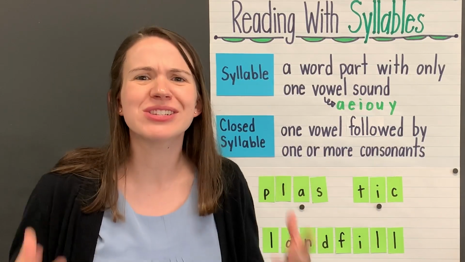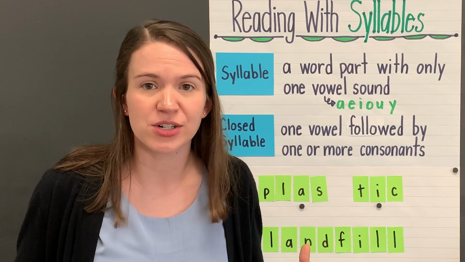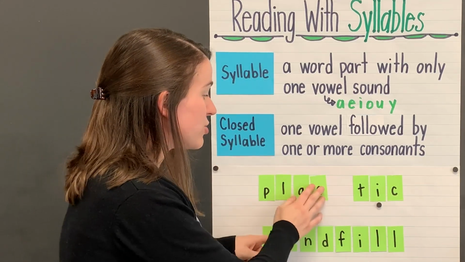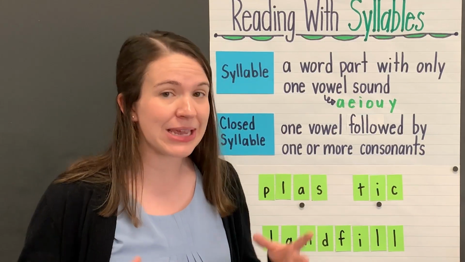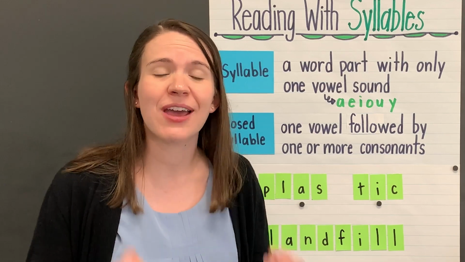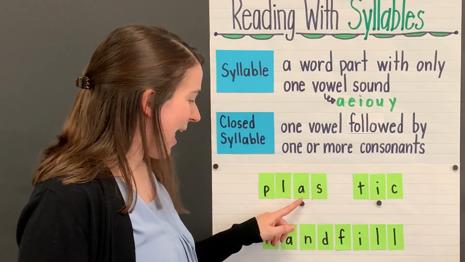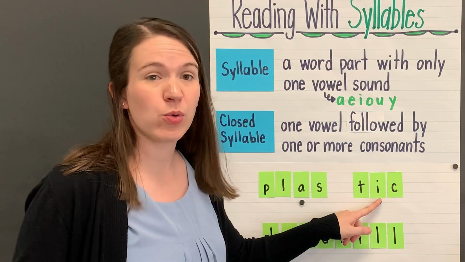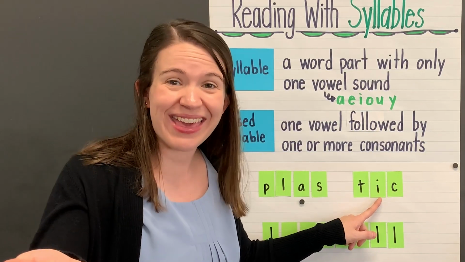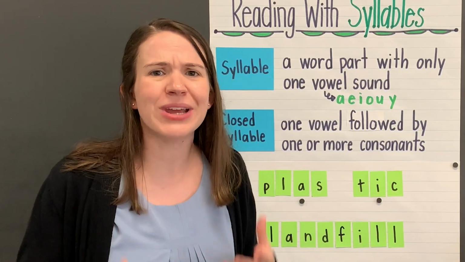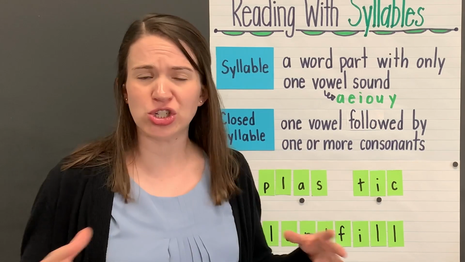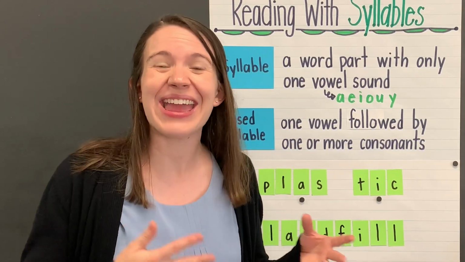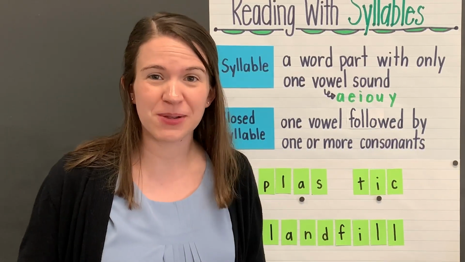These are closed syllables. What does that tell us as readers? These vowels will probably say their short vowel sound. The A will probably say A, and the I will probably say I. Those are the sounds we're going to try first. And if they don't work, then we'll try a different vowel sound.